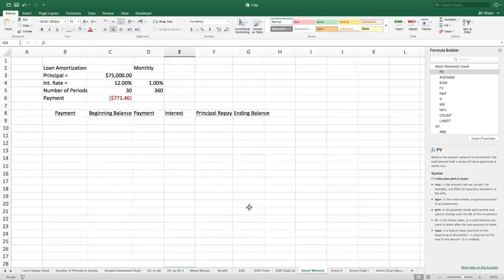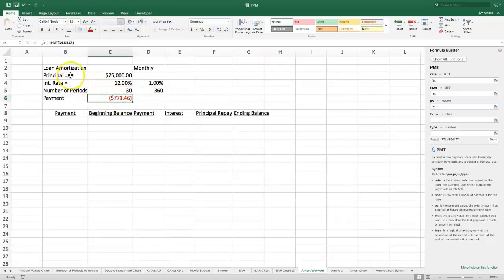The first step in amortizing a loan is to calculate the monthly payment. For this problem, the principal amount is $75,000. The annual interest rate, the nominal interest rate, is 12%. We convert that to a monthly interest rate by dividing it by 12, or 1% per month. The number of periods, there's 30 years, and at 12 monthly payments per year, that's a total of 360 monthly payments.